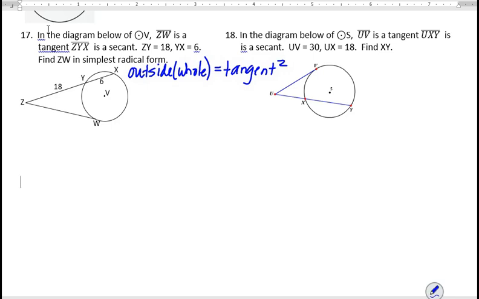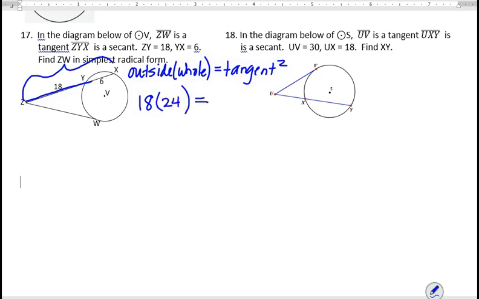So it says in the diagram below of circle V, ZW is a tangent, ZXY is a secant, ZY is 18, YX is 6. Those are already labeled in our problem for us. Sometimes you're going to have to label them though. Then it says find ZW in the simplest radical form. So what we're going to do is multiply our outside part here, which is 18, times our whole. Notice that our whole is adding the 18 to the 6, which is 24.